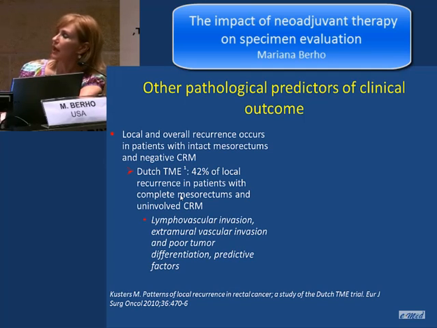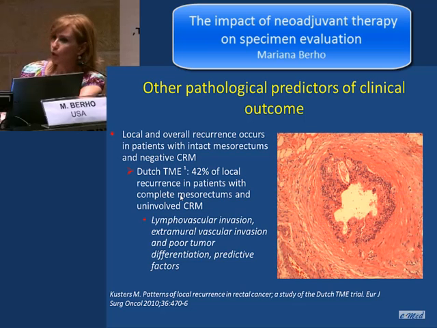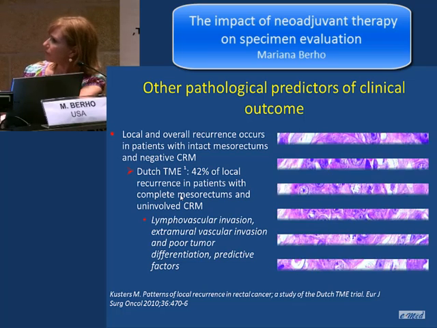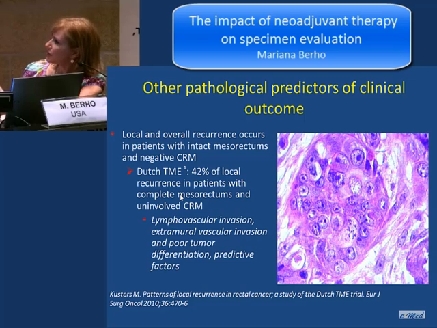Other factors, even with complete mesorectums and negative CRMs and very nice surgery, patients still die of rectal cancer. So it is important that the pathologist looks for vascular invasion, for poor differentiation of the tumor, particularly when you see this kind of nest that is not even a gland. This is not difficult to assess by the pathologist. We can all say if a tumor is poorly differentiated or not.